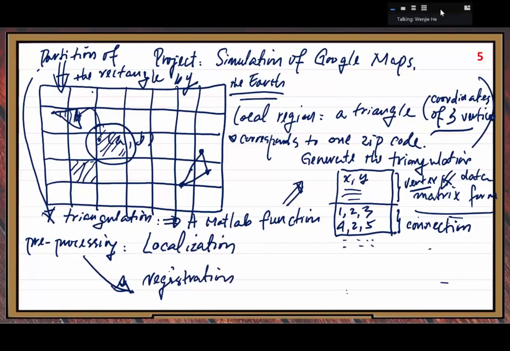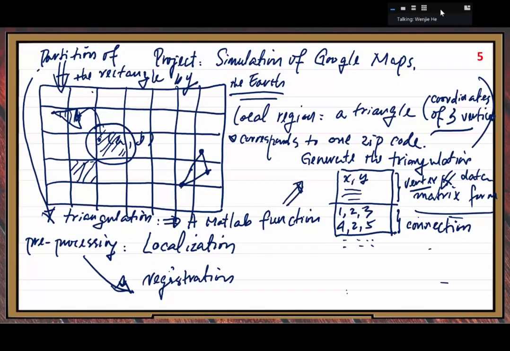What kind of registration? Each unit square, we need to associate it with a list of triangles. This kind of calculation, we call it registration. To localize in this way, we can change from global search to local search.